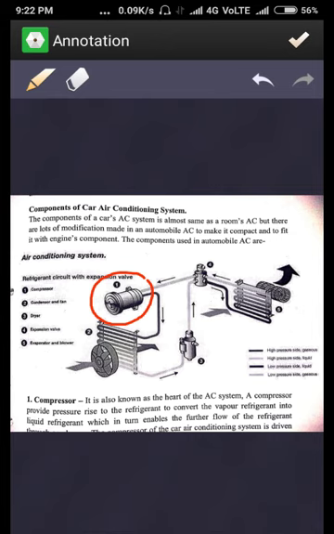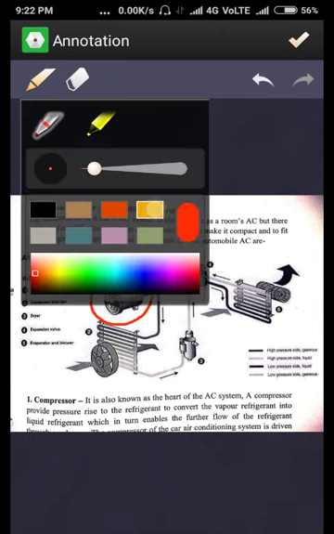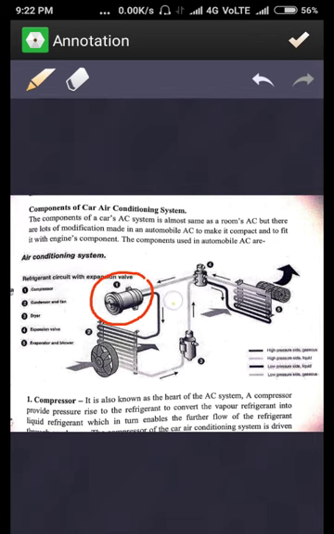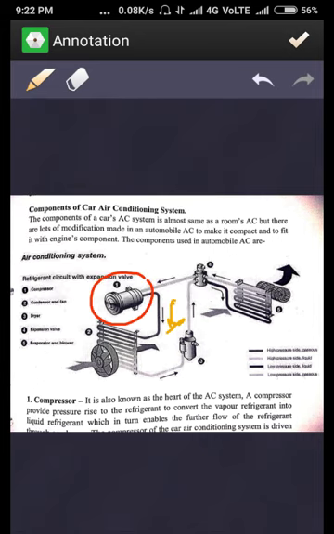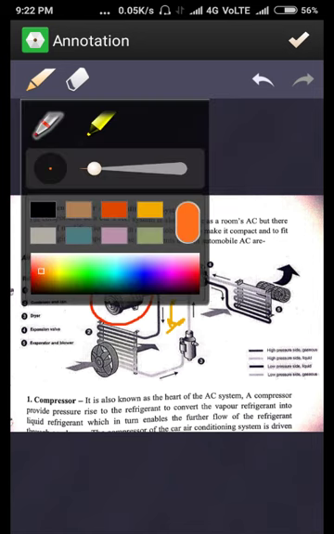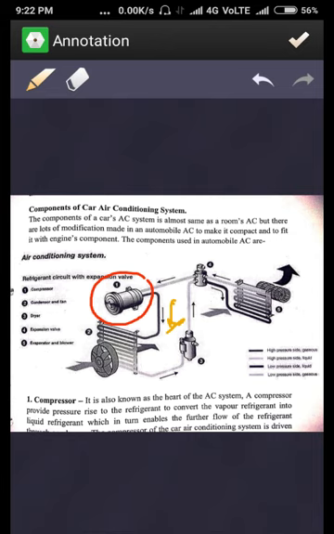So as here the fluid is compressed at high pressure, it will flow from the compressor to the low pressure region. From this compressor, I will just change the color. Okay, so from this compressor, this fluid will move in this direction and it will come to the second component, which is called the condenser.